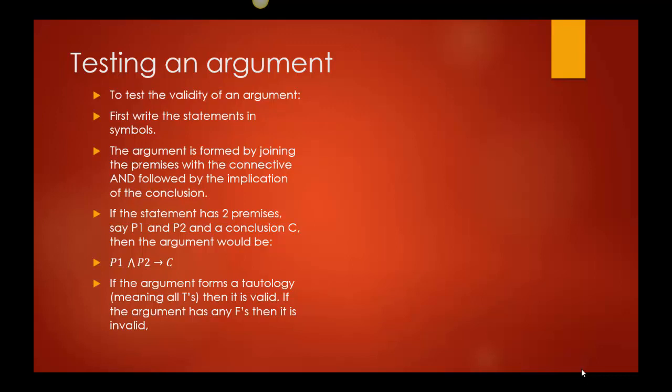If the argument forms a tautology, meaning I get all truths when I test the argument, then I say the argument is valid. If the argument has any falses, then it is invalid. When I'm talking about the argument having any falses, that means the very last column where I'm looking at all the statements put together with the ands and the implies, so I know there will be some falses in the truth table. What I want to get to is that very last column that stands for the argument and see if I have any falses there.